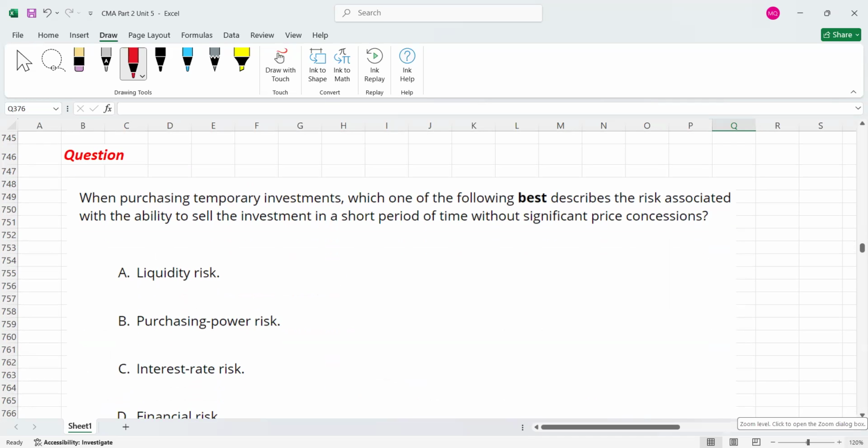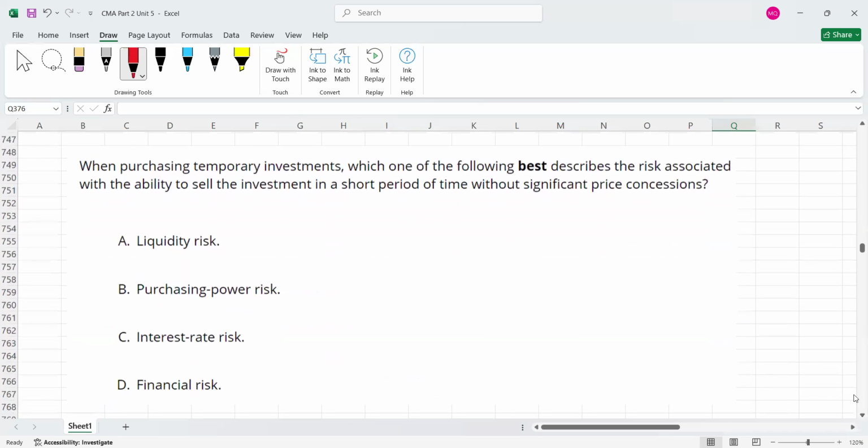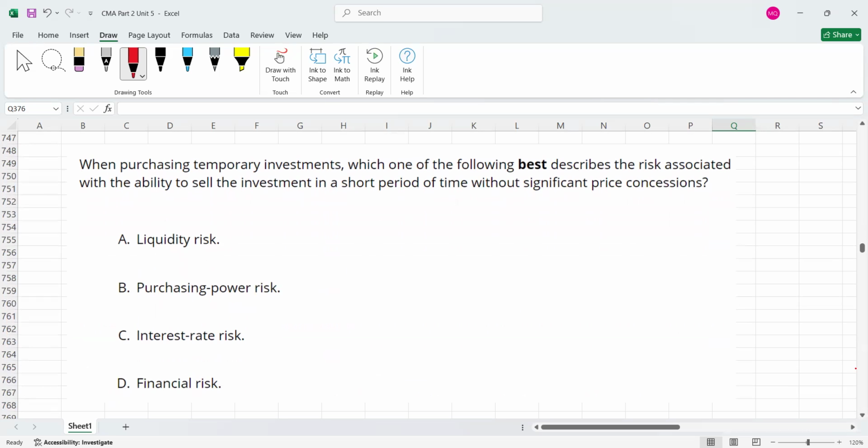Then we have another question. When purchasing temporary investments, so you're investing temporarily, which one of the following best describes the risk associated with the ability to sell the investment in a short period of time without significant price concession? Can you see which kind of risk it is, guys? This is the definition. Which risk is it?